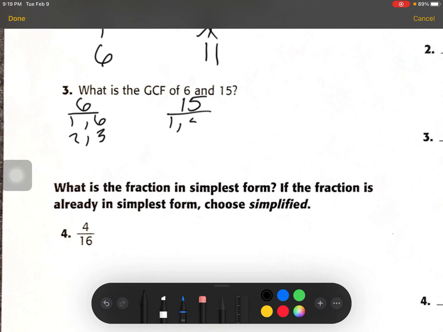15, start with 1. 1 will go into it, times 15. 2, nope, it's not an even number. 2 won't work. 3 will work. 3 times 5 equals 15. Let's see, 4, nope. 6, 7, 8, 9, 10, 11, 12, 13, 14, 15. Nope, that's it. So for the greatest common factor, you look at those two sets of numbers, and you find the biggest number they both have in common. And that's the number you circle.